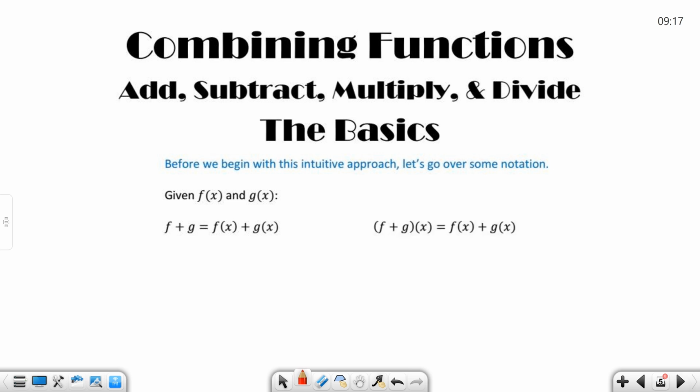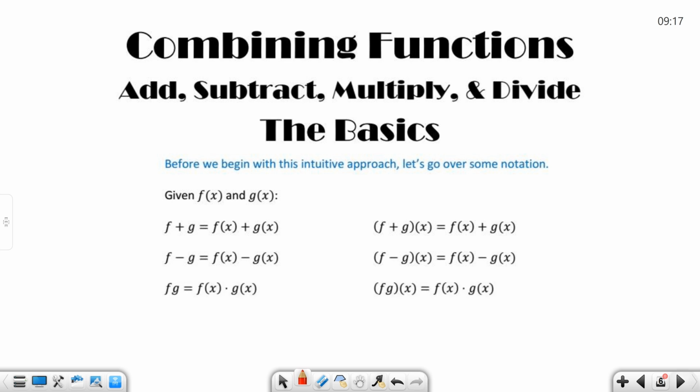Another way to write it: you can have f plus g here, or you can have f plus g of x. That's not times x. It's function notation. It's of x. All right? Same thing with minus. F minus g is f of x minus g of x, and you can also have f minus g of x. So I'm writing it two different ways here. That's all the left and the right is, just two different ways that it's written.